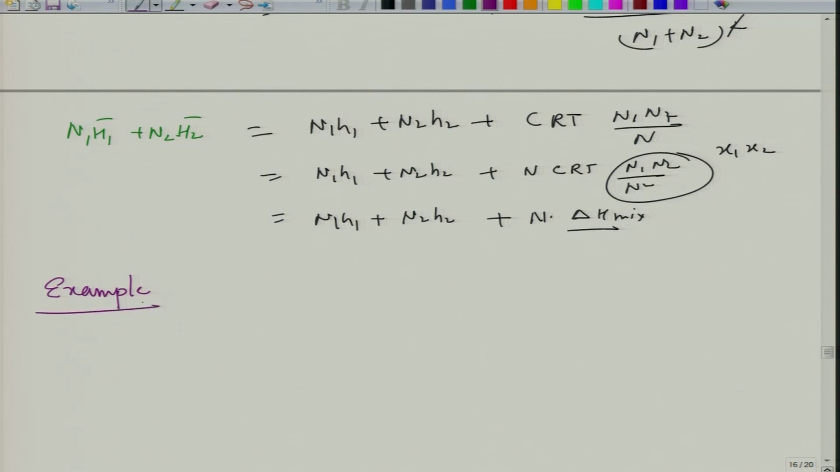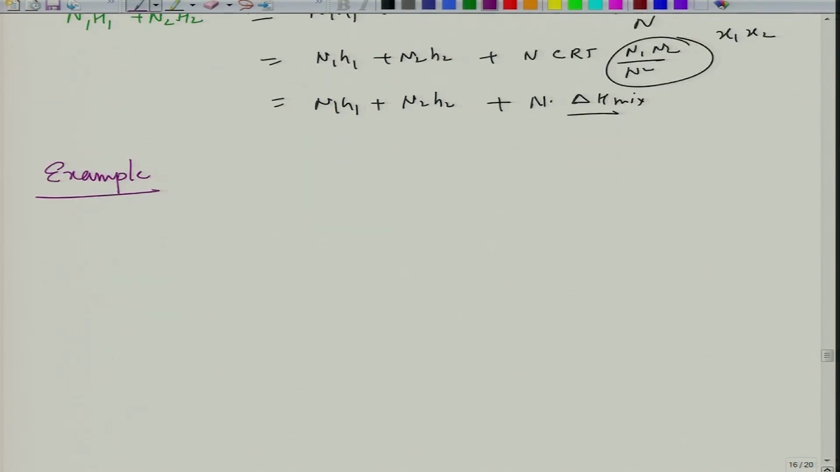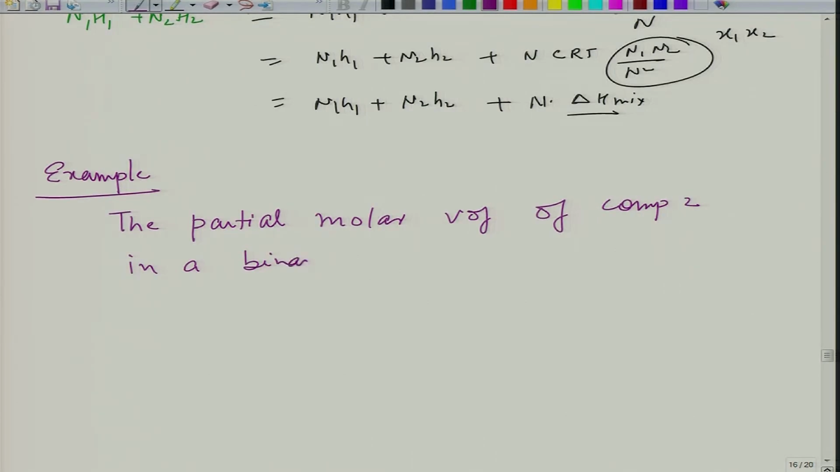Okay. So, in this case what we have is the partial molar volume of component 2 in a binary mixture at T and P is given by the following expression. So, V2 bar is equal to A plus B x1 cube, right.